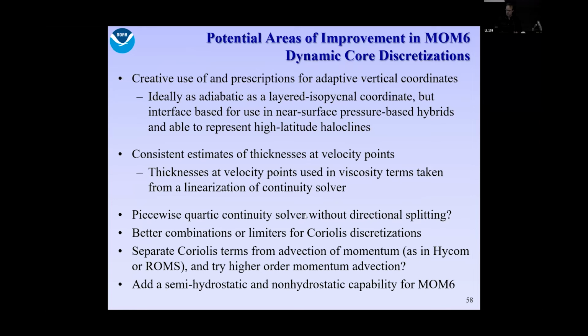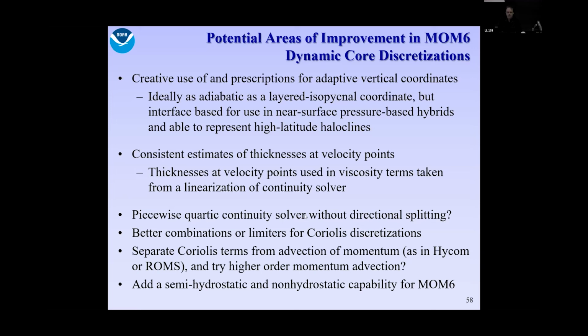So I'm just going to close here with a few thoughts about some areas of potential improvement in the MOM6 dynamic core discretization. Hopefully as a way of soliciting people to think about ways that they might contribute. And also to emphasize that although we're generally pretty happy with everything in MOM6, we think it's robust, we think it's well tested, there are still areas of opportunity. Please do contribute.